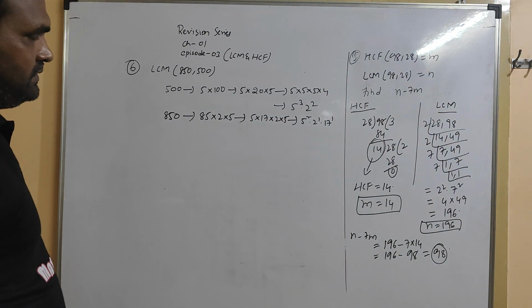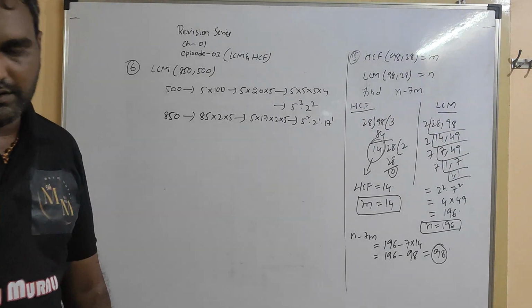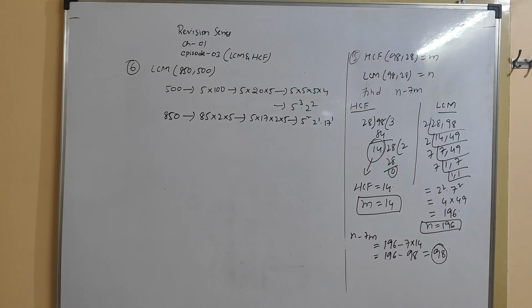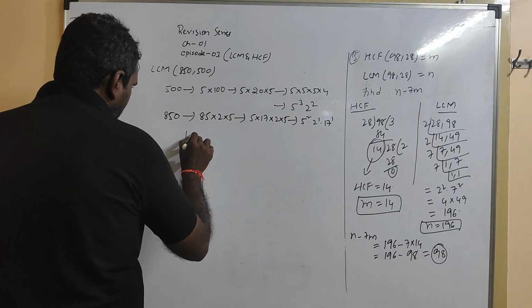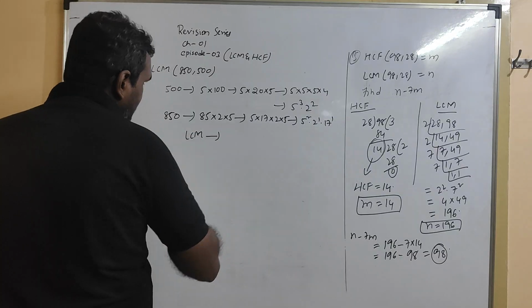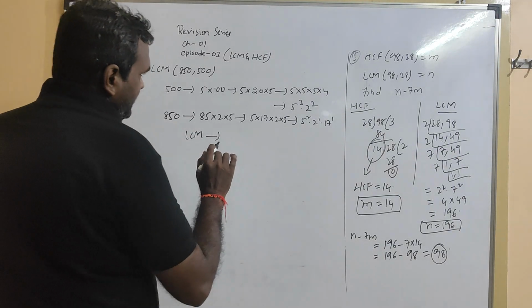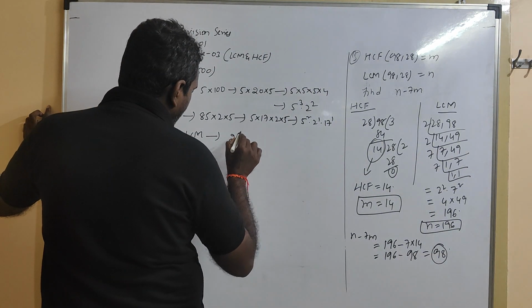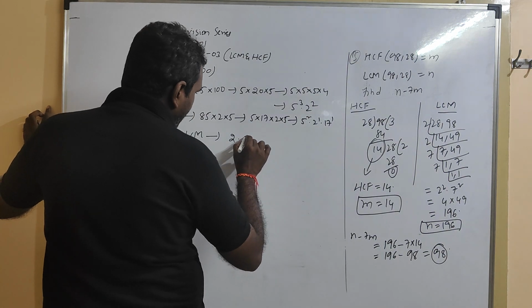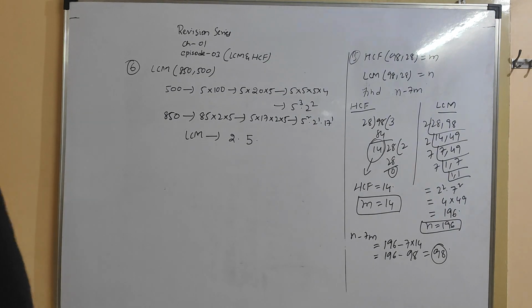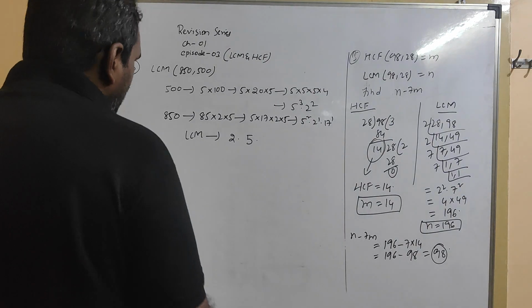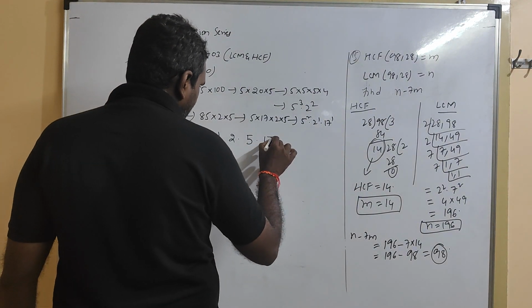Clear or not? 25 2s is 50, 17 50s is 850. Correct. Then see, LCM I want. LCM I want means, what are the bases that you write? 2 is one base which is common in both, and 5 is another base which is common in both. And the base which is not common also, that you have to write in the LCM part. So the not common base is 17.